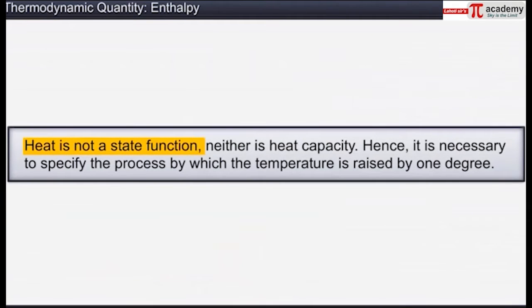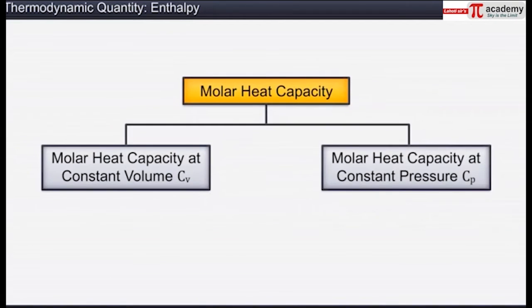Heat is not a state function, neither is heat capacity. Hence, it is necessary to specify the process by which the temperature is raised by 1 degree. The two important types of molar heat capacities are molar heat capacity at constant volume and molar heat capacity at constant pressure. Let us see the relation between molar heat capacity at constant volume, denoted by Cv, and molar heat capacity at constant pressure, denoted by Cp.